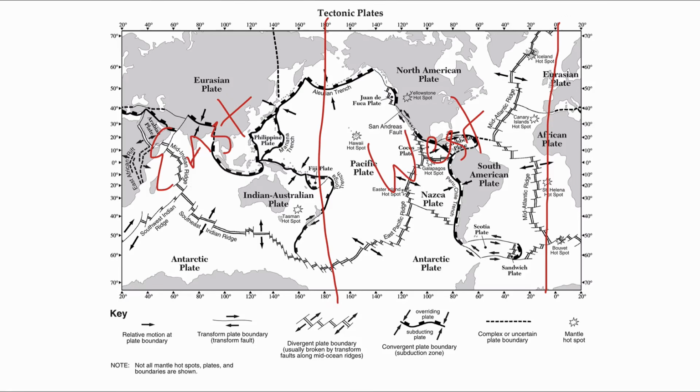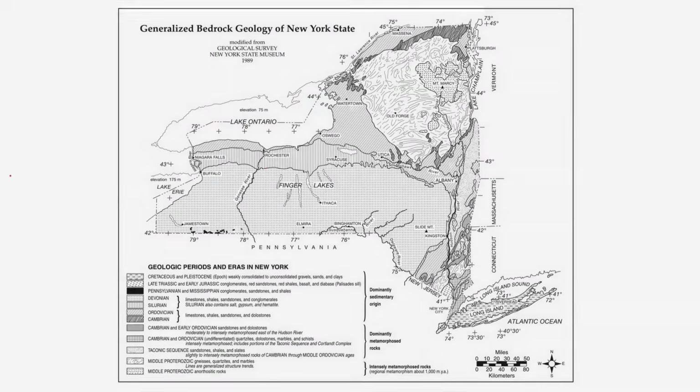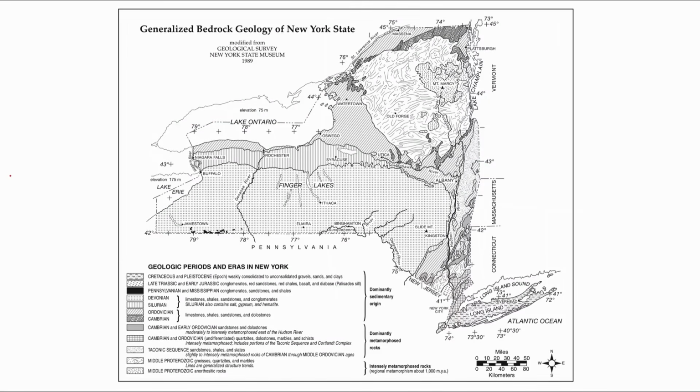If I were to ask you to find the coordinates of a location over here, you'd have to know that this is the latitude, but when I go to the coordinate of the longitude, it's going to be in the western hemisphere. So the other map that shows latitude and longitude is the Generalized Bedrock Geology of New York State. This map demonstrates something new, something that you probably haven't heard of.